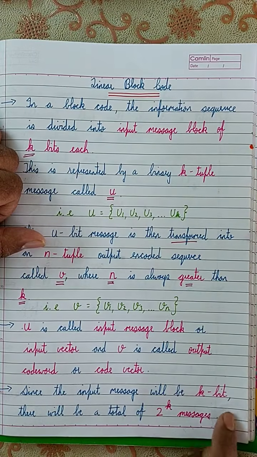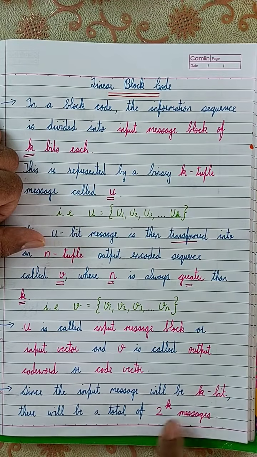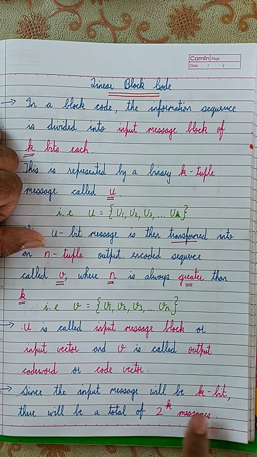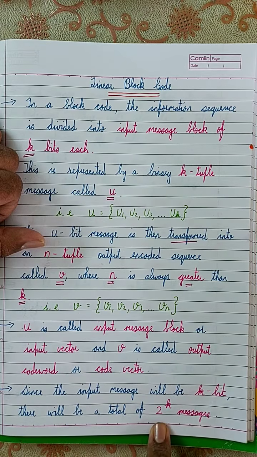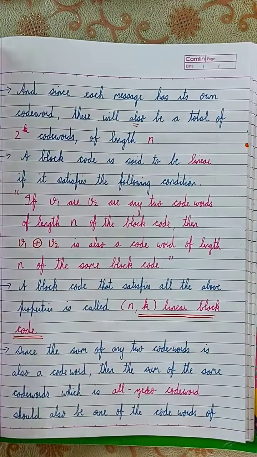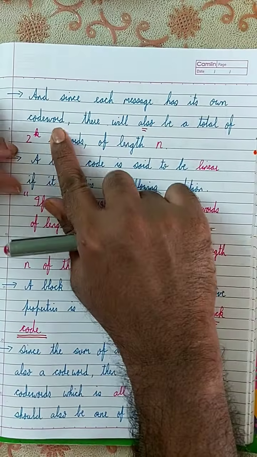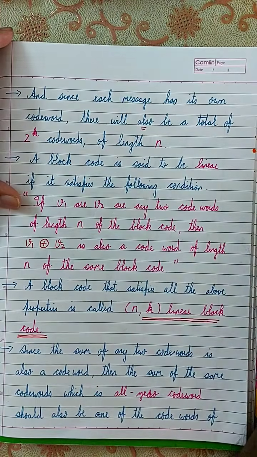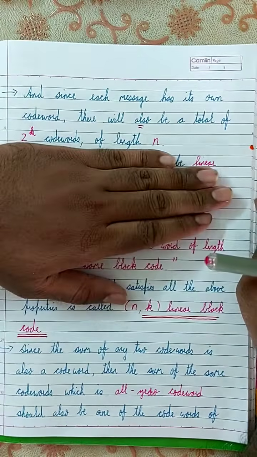Depending on the number of bits of each message, we can say how many messages will be there. If the number of input bits is 4, then there will be 16 messages. And if there are 16 messages, then there will surely be 16 code words for each of these messages. Since each message has its own code word, there will be a total of 2 raised to k code words of length n. So up to here is what you define as the block code.